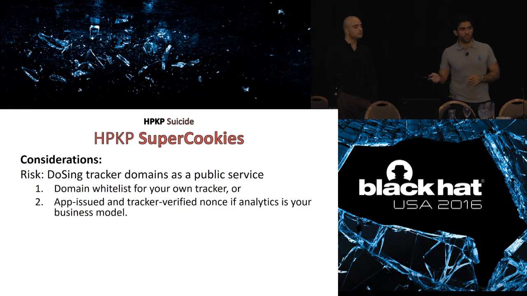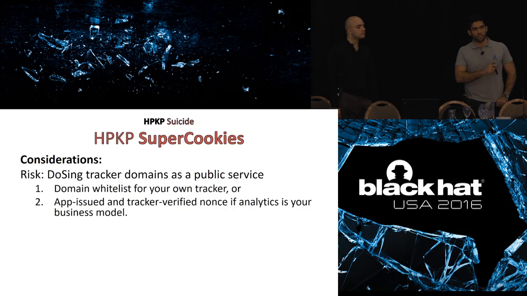The app issues a nonce to the client, which then gets validated by the tracking domains before handing out the HPKP headers. Without that nonce, it doesn't hand out the headers, therefore you mitigate the risk of somebody going and DoSing access to 0 through 31 dot scythe dot wang, I think that was what it was. So those are probably the two things I'd watch out for.